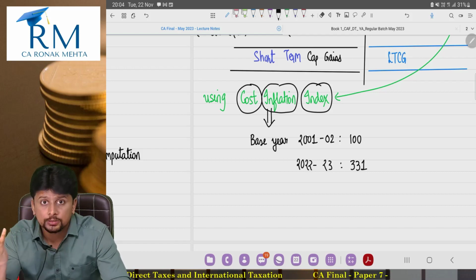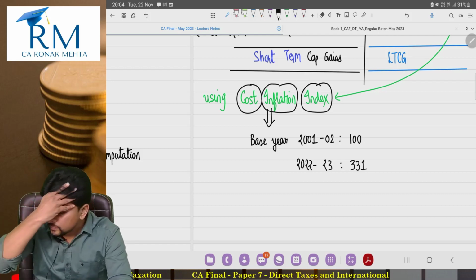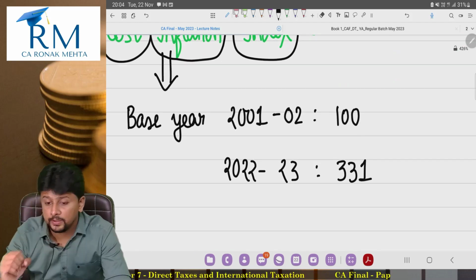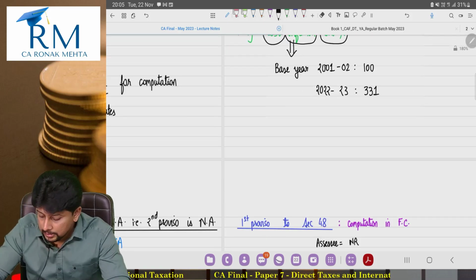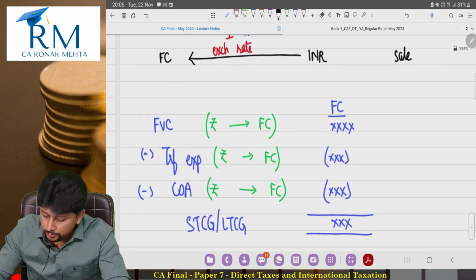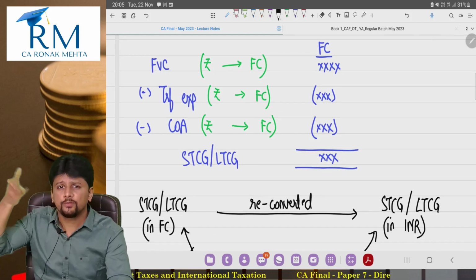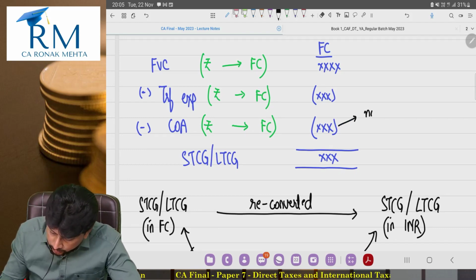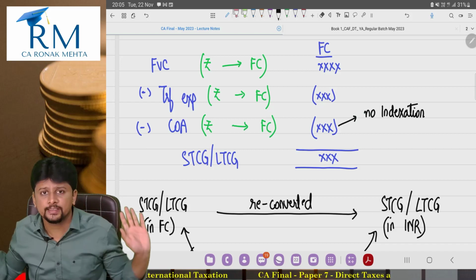Arey, but which cost? When you are talking about inflation, you are talking about the rupee inflation, na? If a product cost 100 rupees in 2001-2, it will cost me 331 rupees today. But these are in rupee terms. In my first proviso, computation is done in foreign currency, na? Can you apply those index numbers to the foreign currency amount? Obviously no. And that is why the second proviso is saying that indexation will not apply if you are covered by the first proviso. No indexation.